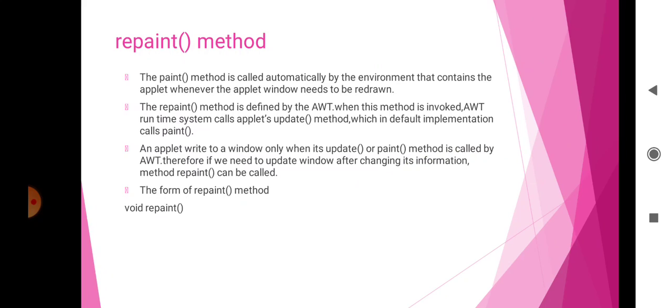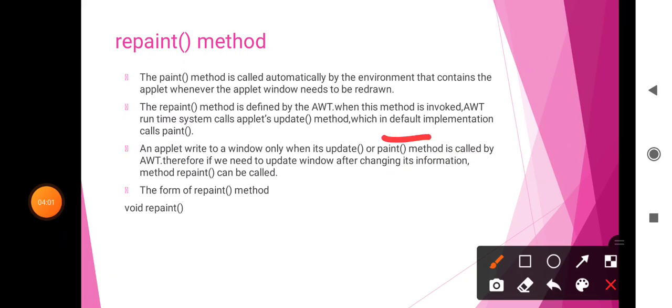In addition to this implicit call by the environment, one can also call the paint method explicitly. The repaint method is defined by AWT, and when this method is invoked, the AWT runtime system calls the applet update method, whose default implementation calls the paint method. An applet writes to a window only when its update or paint method is called by AWT, and therefore if we need to update windows after changing the information, then the repaint method can be called. The syntax for the repaint method is just void repaint().